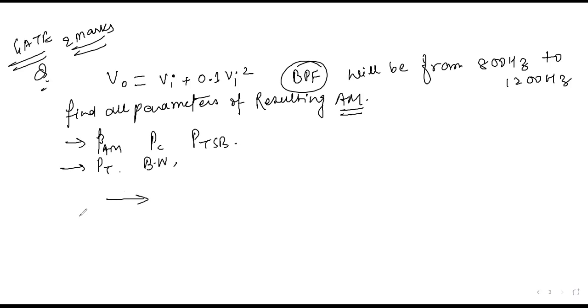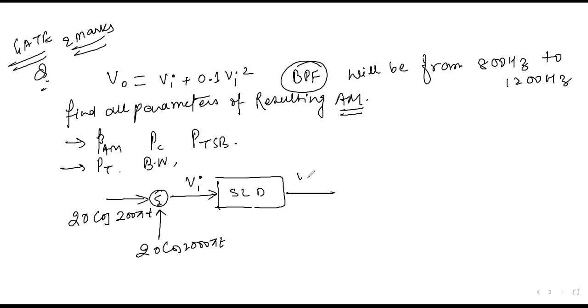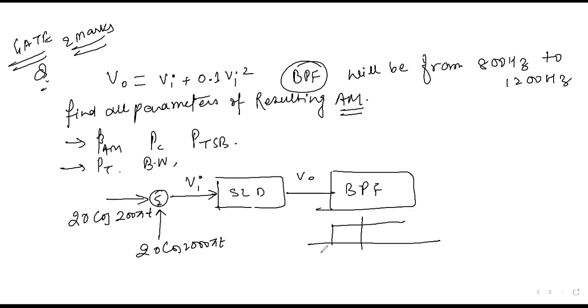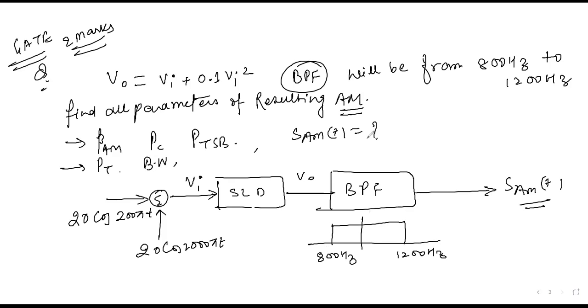And this is given to you: this is M of t, 2 cos 200 pi t. This is the summation with 20 cos 2000 pi t. It is your Vi. This is the square law device, this is V naught, this is the band pass filter having the band of 800 hertz to 1200 hertz, and this is the AM signal. Write the AM signal. This is not 20, this is 2: 2 cos 200 pi t.